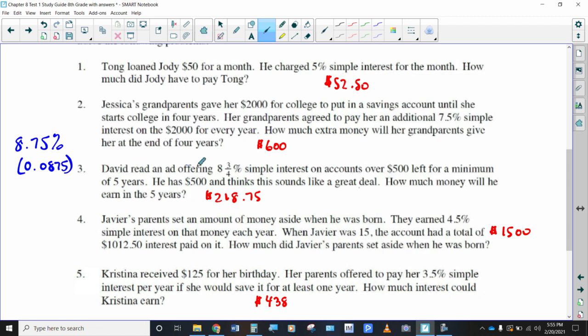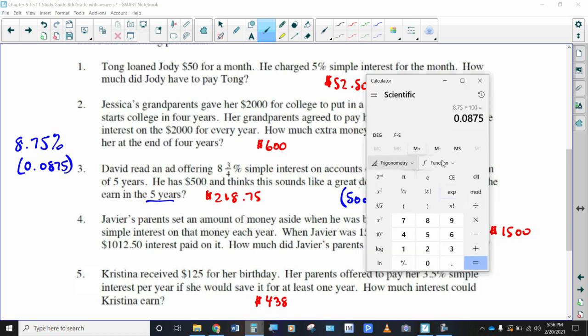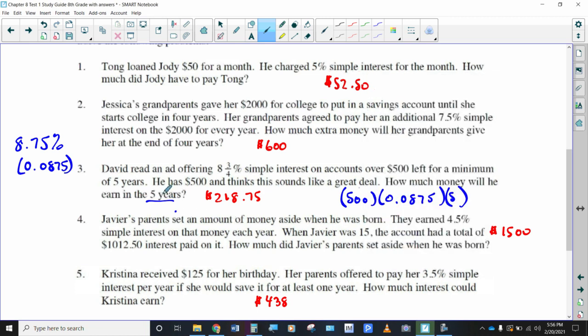So David read an ad offering 8 3/4% simple interest on accounts over $500 left in for a minimum of 5 years. So 500 times 0.0875 for a minimum of 5 years. So let's see what it is for 5 years. I want to figure out what it is for 1 year, so I'm going to take this number times 500. That's the amount per year, and then multiply that times 5, $218.75. That's how much money he will earn in interest over that 5-year period.